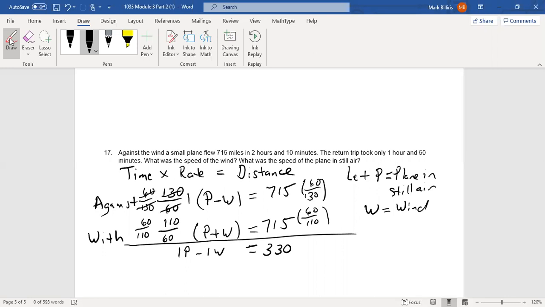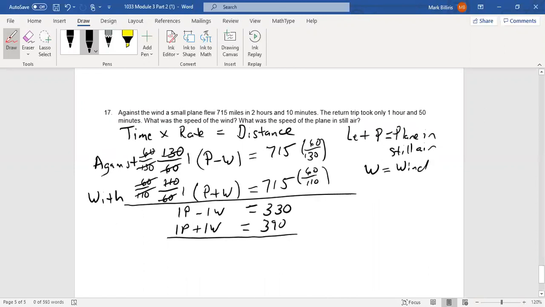So for the second equation, when I multiply by the reciprocal, again, it reduces to 1. And when I distribute that 1 times each one, that becomes 1p plus 1w equals, I'm going to do the same thing. I'm going to take 715 times 60 and then divide that answer by 110. Okay, so now look how much easier the problems become. I recommend doing that every single time you do these distance problems. Eliminate this number on the outside by multiplying it by its reciprocal.